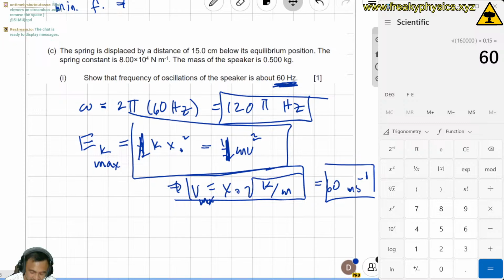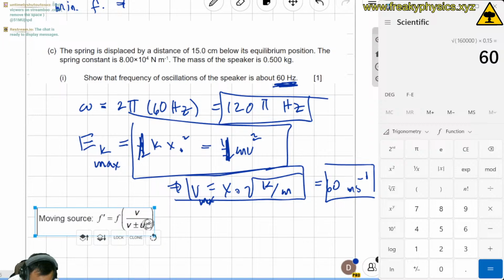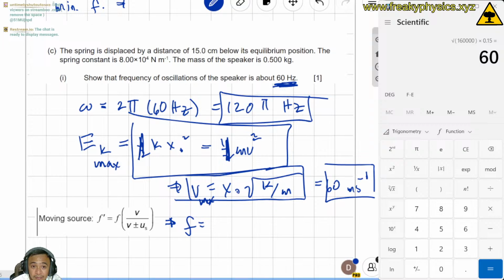So moving source, we'll just copy the formula. Okay, so this is the formula in the booklet. That's the observed frequency equals the original frequency times the fraction v over v plus or minus vs. So that's the formula. All you have to do now is use the two possible values, plus or minus. V here again is the speed of the wave, so in this case, it's the speed of sound. So in this case, f is equal to, what was the question again here? Let's just look again.